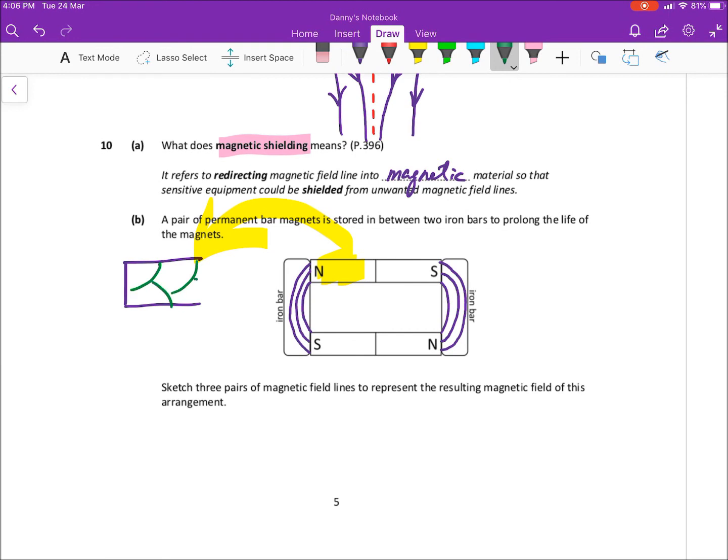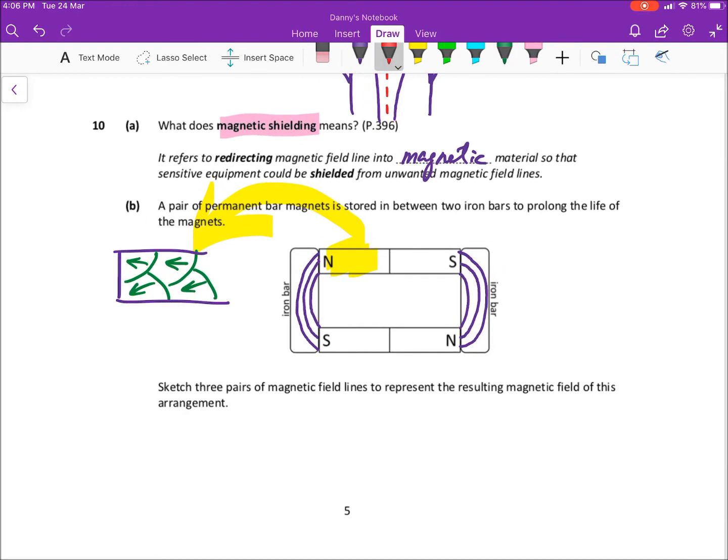It will be like that, like that, like that. Normally they will, because each of these arrowheads represents a North Pole, so this North Pole here will repel against this North Pole. So usually a permanent magnet near the end will be weaker because the domains are repelling against each other. So what happens is that you can strengthen that by putting an iron bar.